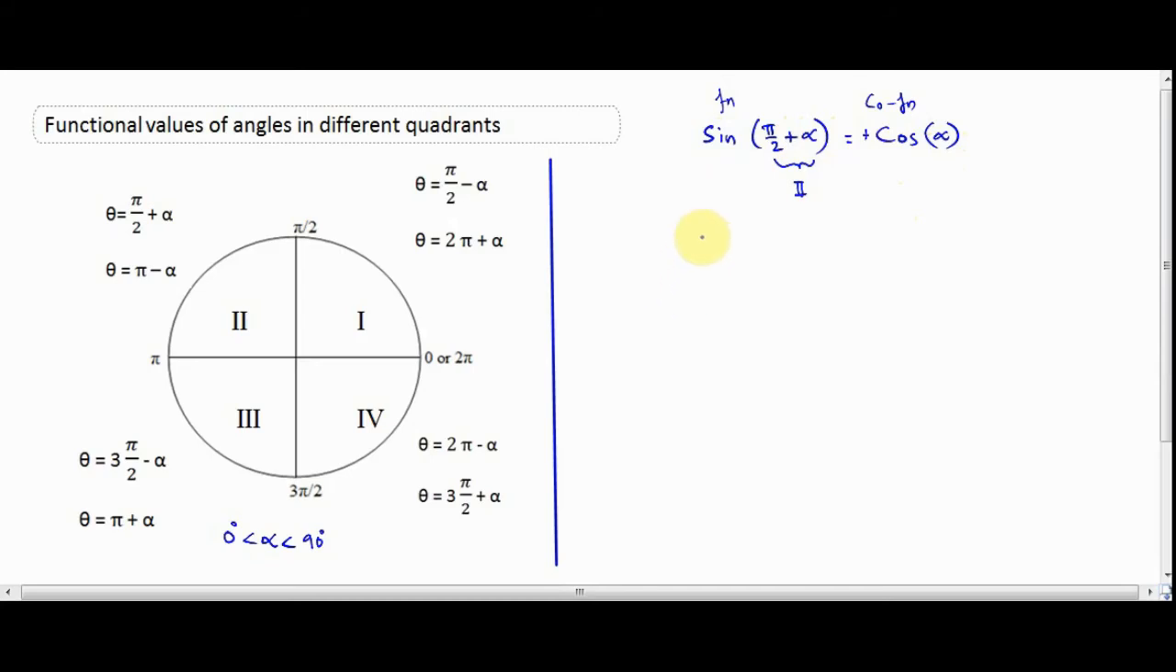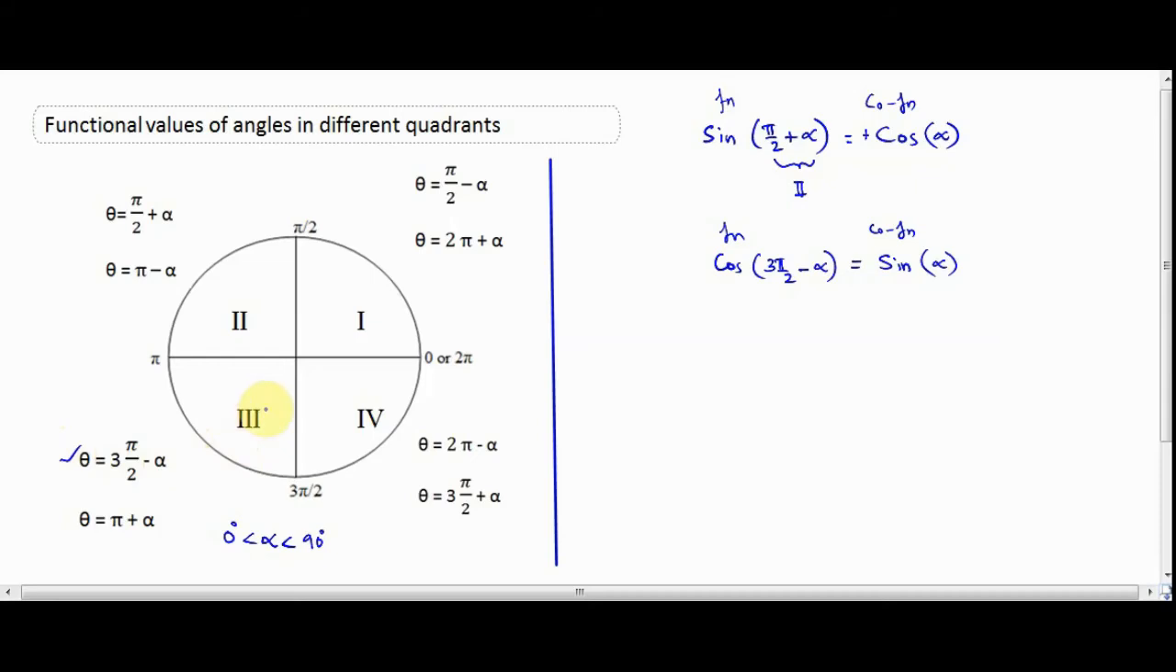Okay, let's see another example. Cos of 3 pi by 2 minus alpha. Okay, so here again we are having a multiple of pi by 2, so we have to replace the function with its co-function. Okay, so we have to replace cos with sine. Sine is the co-function corresponding to cos. Then we have to replace the angle as alpha. Okay, and then we have to consider in which quadrant this angle belongs. 3 pi by 2 minus alpha, it belongs to the third quadrant.